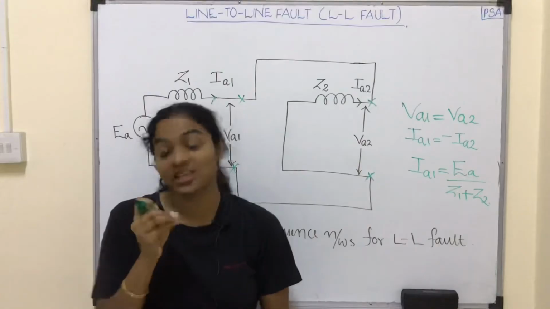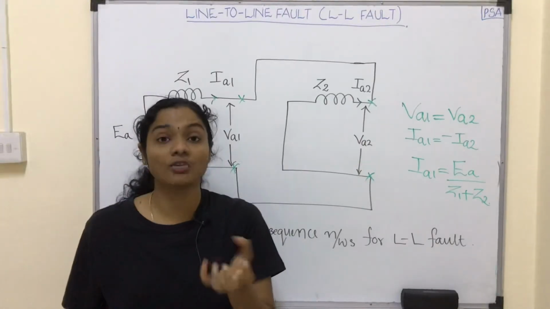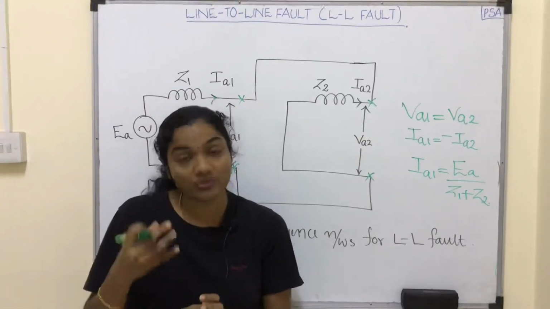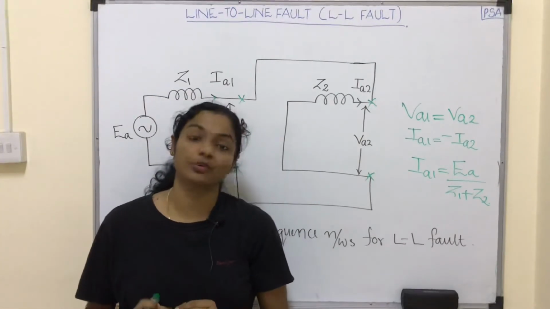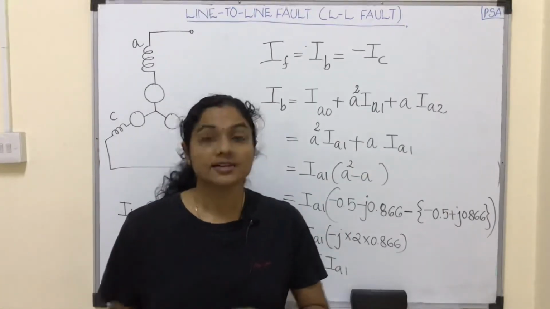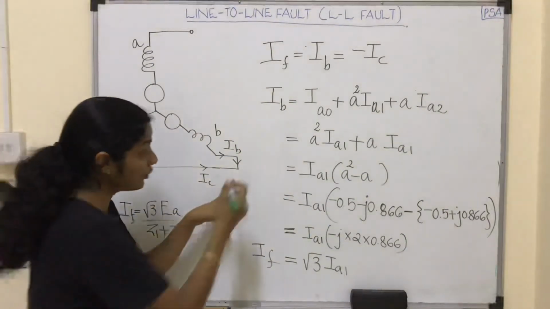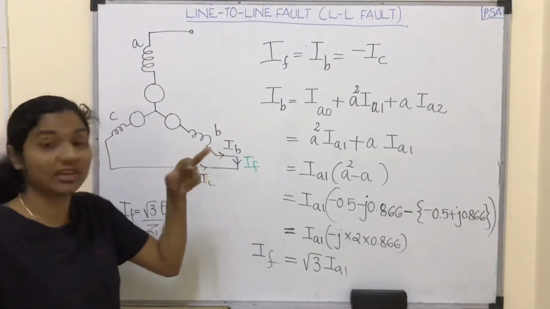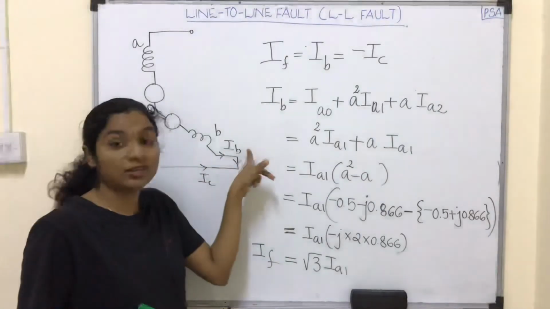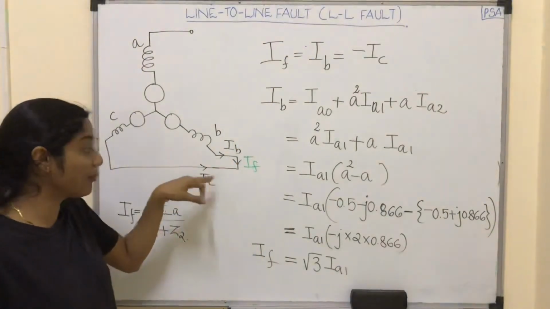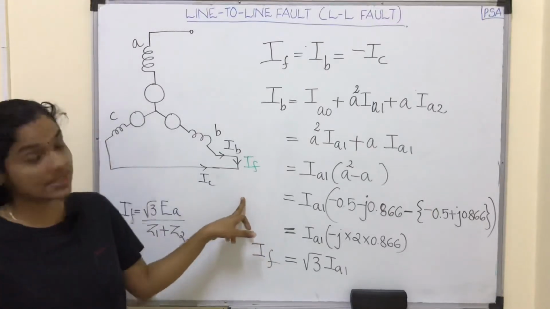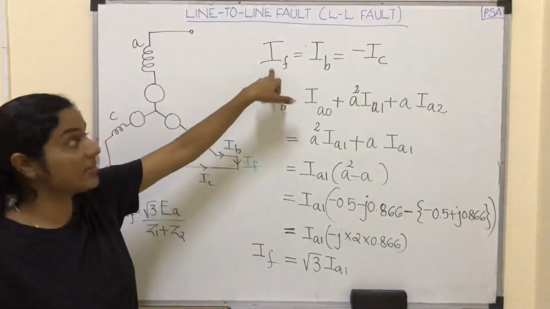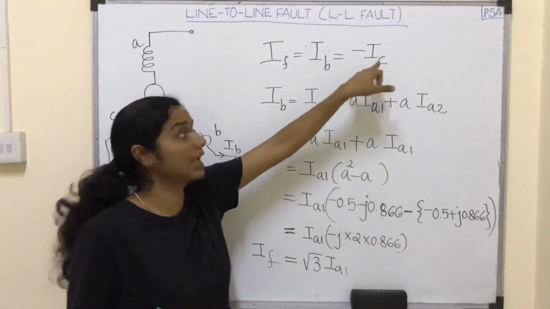And here we haven't reached the value of fault current yet. So now we will see what is the value of fault current IF. From the figure we know the fault current, this is the fault current IF. Fault current IF is equal to either the current through phase B, or we can say minus of the current through phase C. I have represented this with an equation over here. IF is equal to IB, or we can say minus IC.